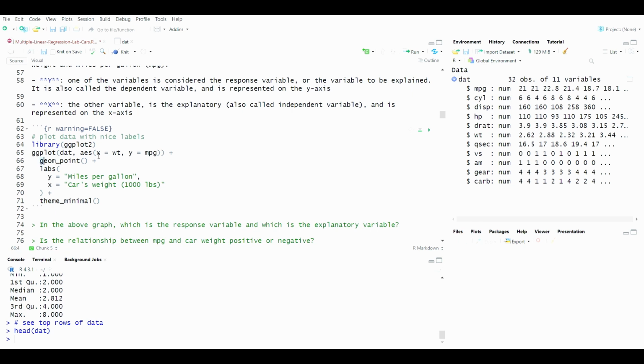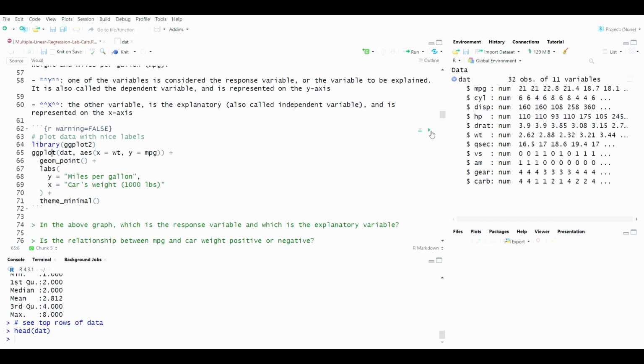Plus, we want to make sure that we're including the geom of points, because we want to see points for the scatter plot. Plus, we want to see nice labels. The y-axis label will be miles per gallon. The x-axis label will be car weight per 1,000 pounds. And plus theme minimal, which removes some of the extra shading that you get with the default ggplot.